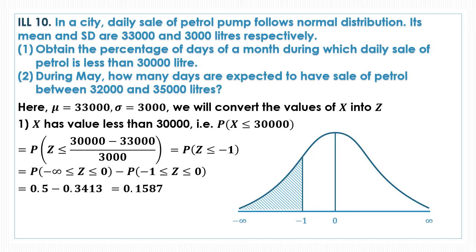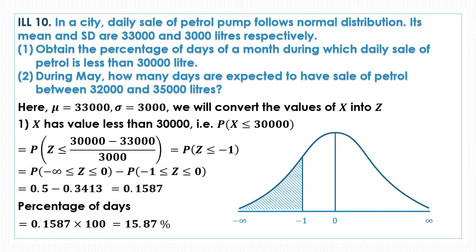0.1587. But that is not the end of the question. The question is about percentage of days, and how do you calculate a percentage? Multiply your probability with 100. You will get 15.87 percent. So that means out of the total, 15.87 percent of the days will have sales of petrol less than 30,000 liters per day. Okay, so that's how we solve this question.